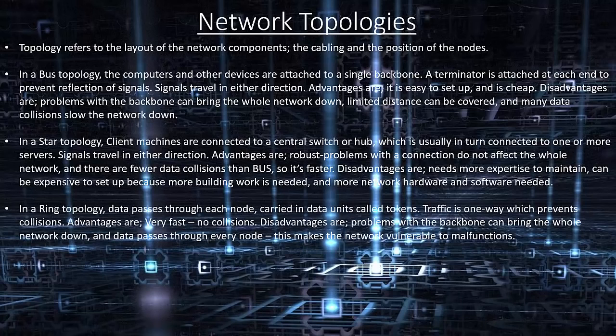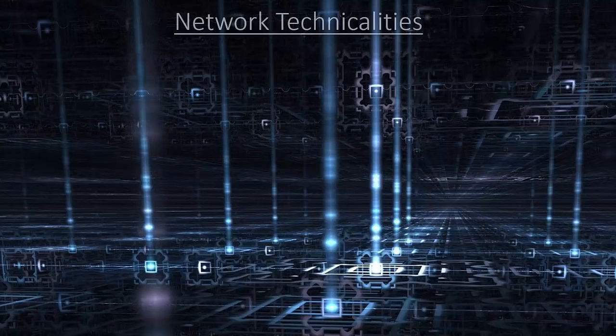In a ring topology, data passes through each node, carried in data units called tokens. Traffic is one way, which prevents collisions. Advantages are, very fast, no collisions. Disadvantages are, problems with the backbone can bring the whole network down, and data passes through every node. This makes the network vulnerable to malfunctions.